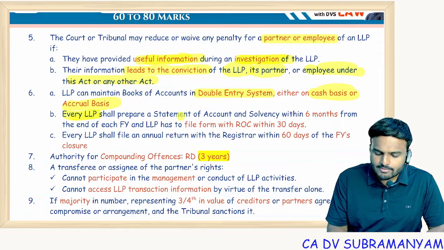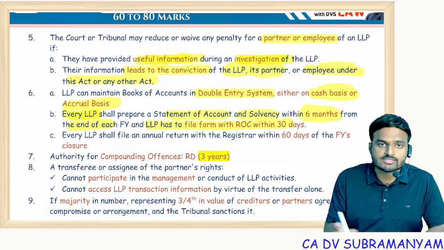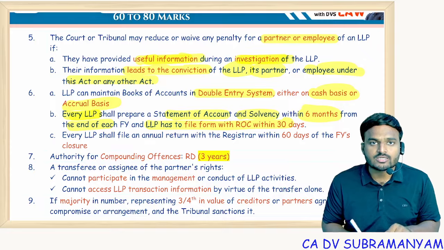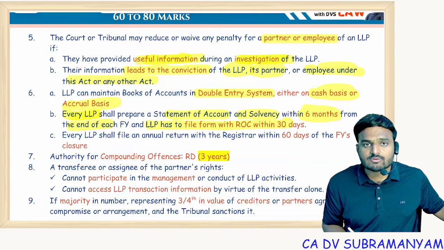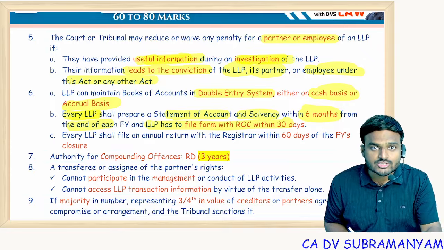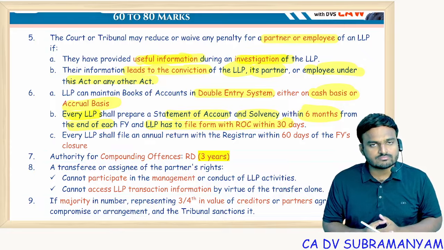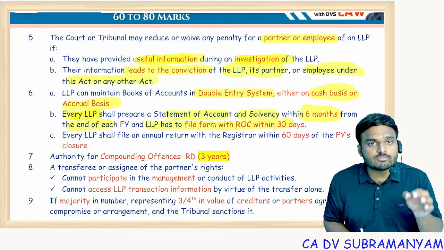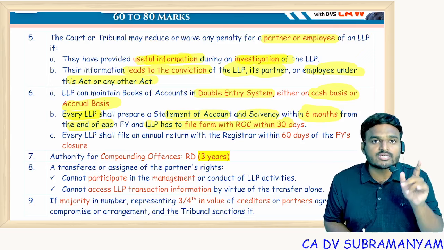Every LLP shall prepare a statement of accounts and solvency within 6 months from the end of each financial year, and LLP has to file the form with ROC within next 30 days. Many students got confused about this limit. Many students think that financial statements shall be filed within 6 months from the closure of financial year. No. Preparation should be done within 6 months from the closure of financial year. Statement of account and solvency contains financial statements only. It should be prepared within 6 months from the closure of financial year. Must be filed within next 30 days. That means mostly 30th October.